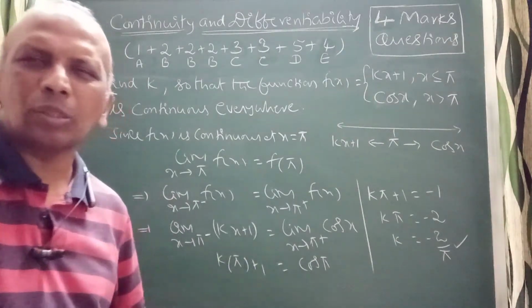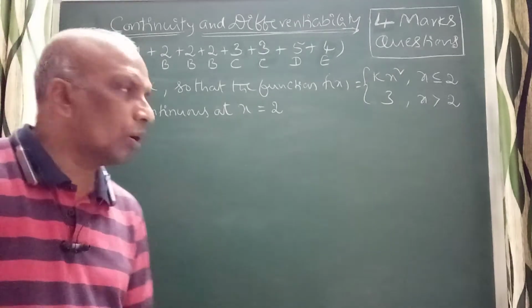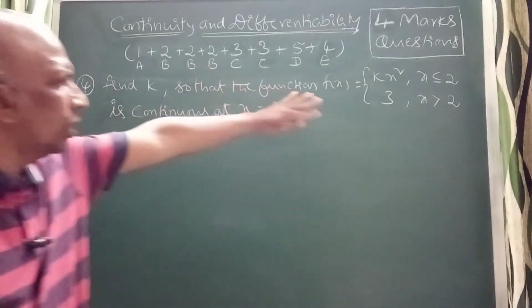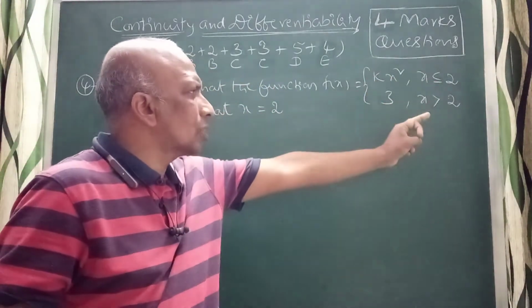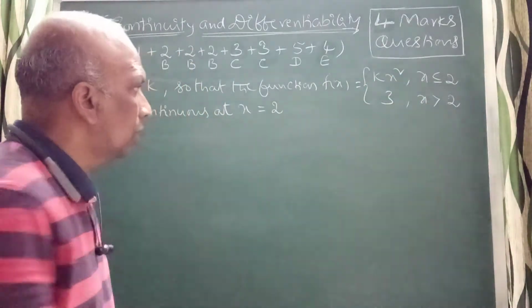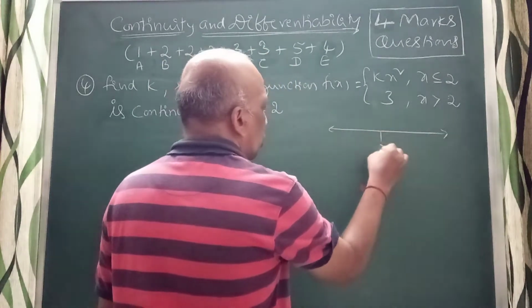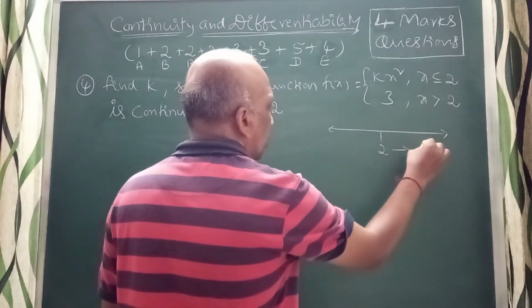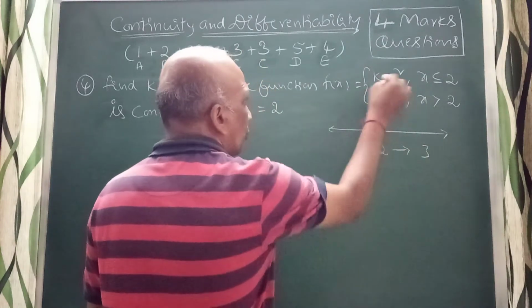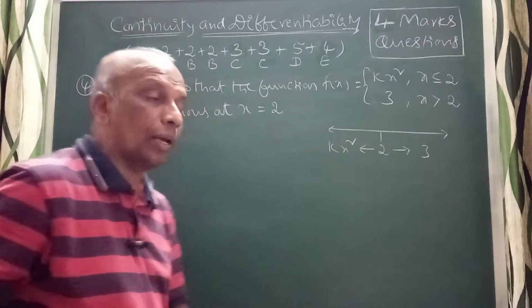Similar to the previous one, I will do the next problem. Now see in this problem, again the same function is given. Left of 2 it is kx square, right of 2 it is 3. You can think when I give it like this, right of 2 the function is 3, left of 2 the function is kx square. So definitely you should think about left limit and right limit.